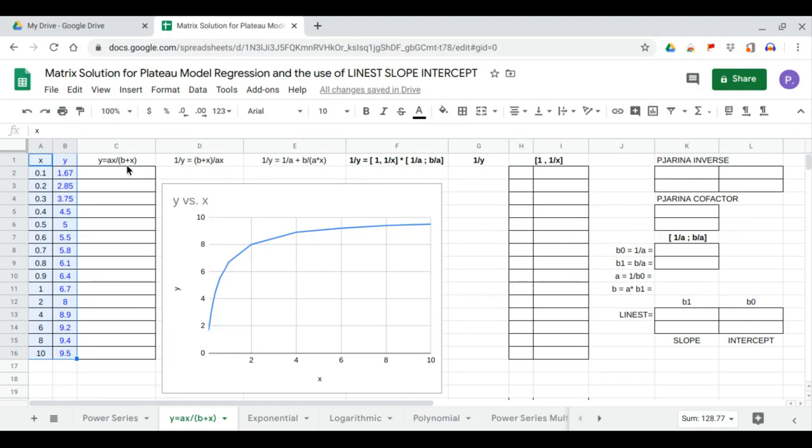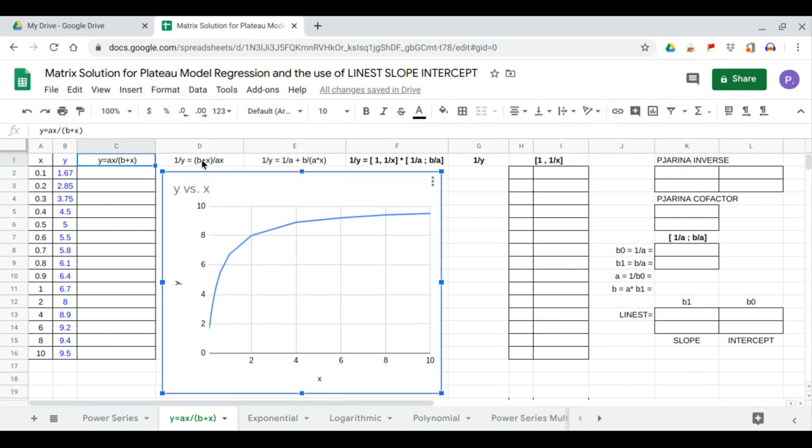The equation we will use is y equals ax all over b plus x, where as x approaches infinity, y approaches the value of a, the maximum value of a. So in transforming this to the linear, we will transform our data into the linear form using this equation.